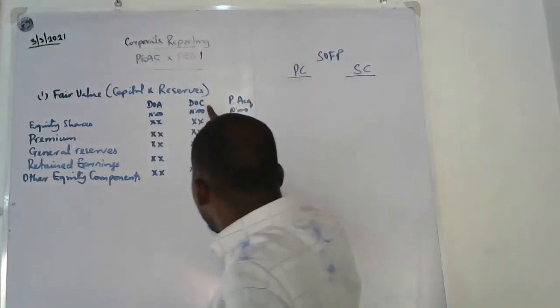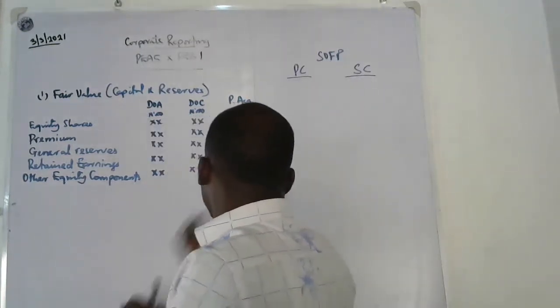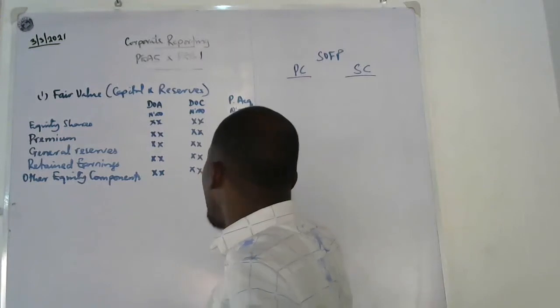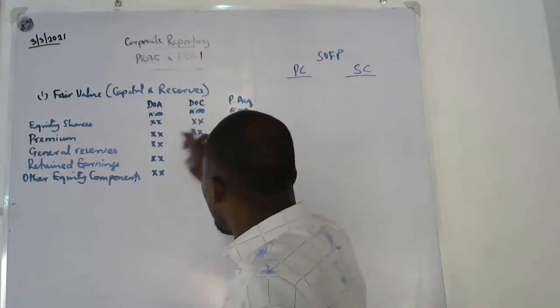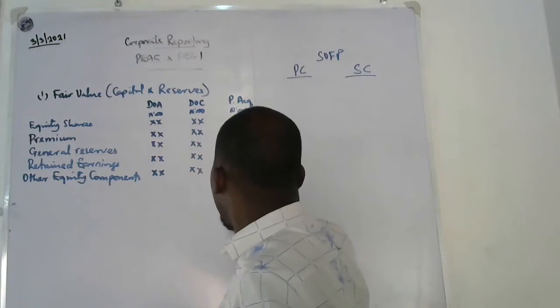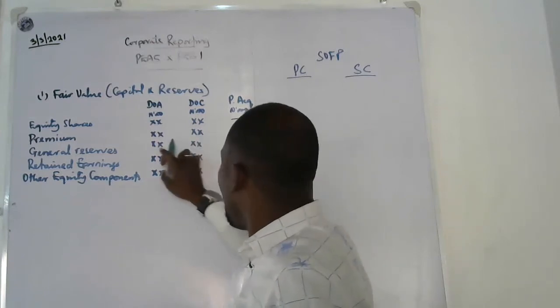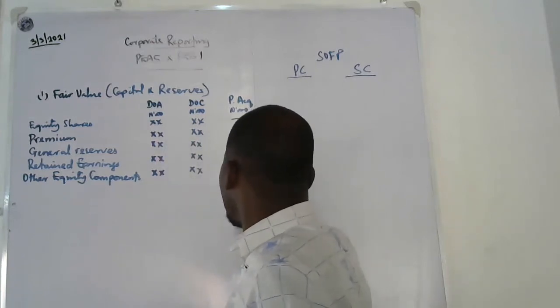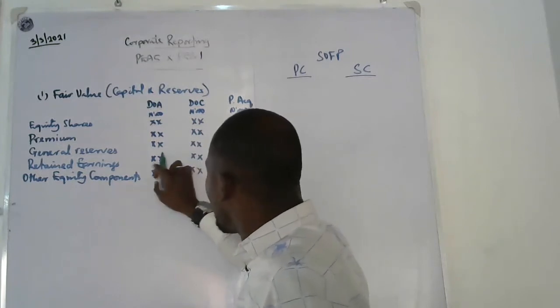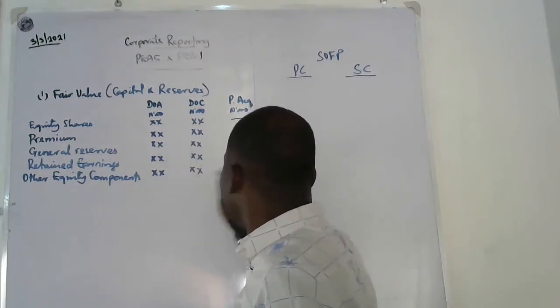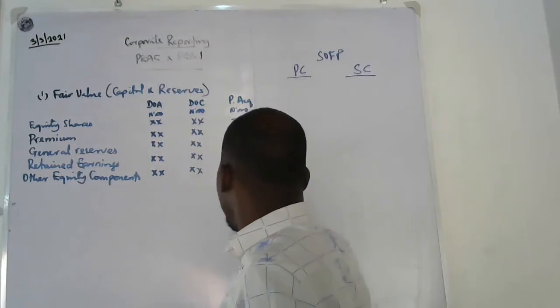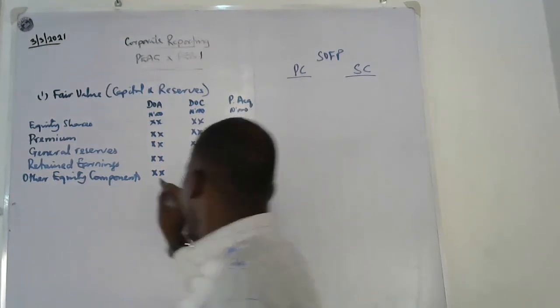Now, DOC less DOA will now give the balance of post-acquisition. This minus this gives the balance here. This minus this gives the balance here. DOC minus DOA gives the balance here. DOC minus DOA gives the balance here. Then we will now add.